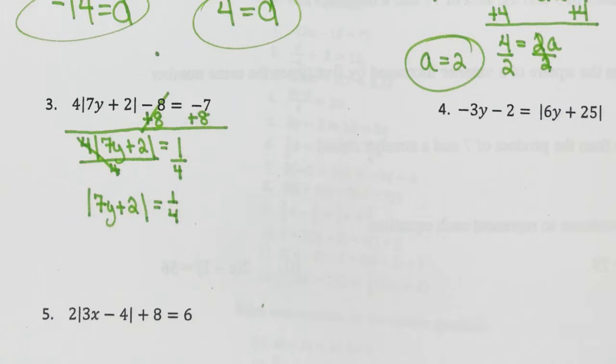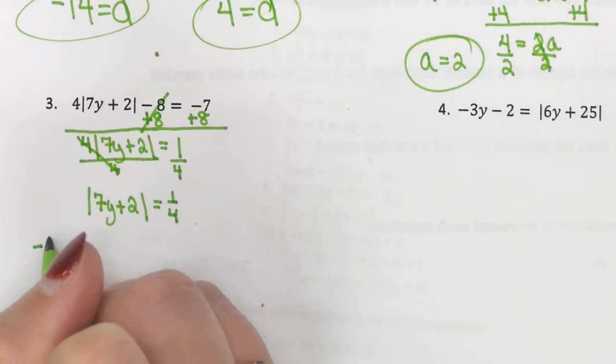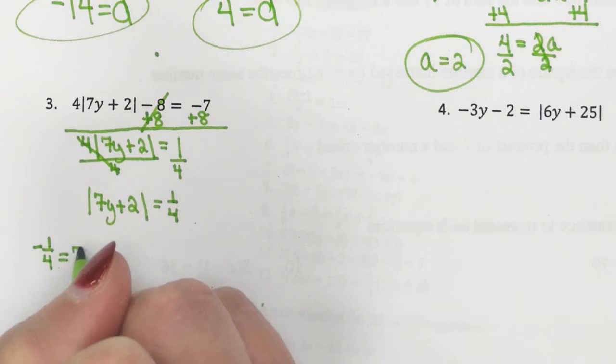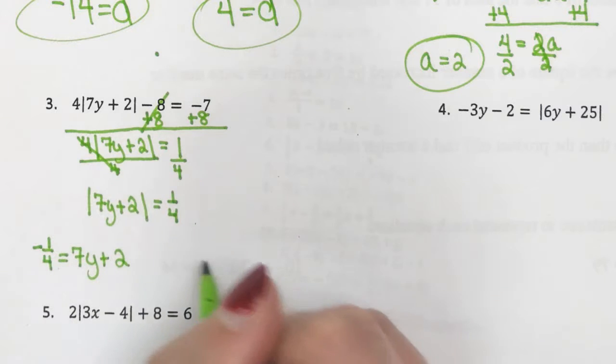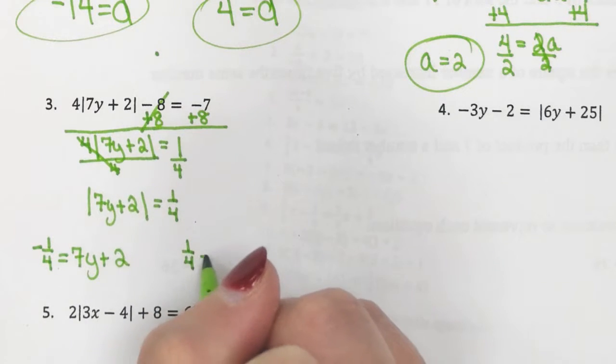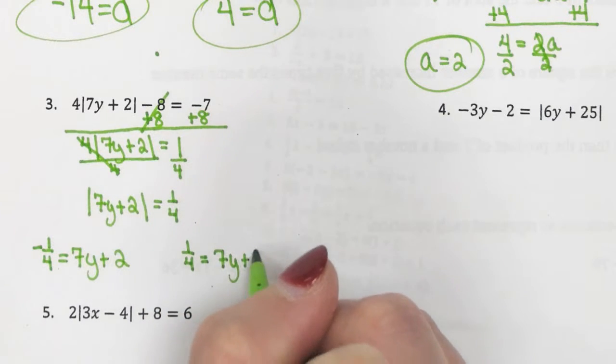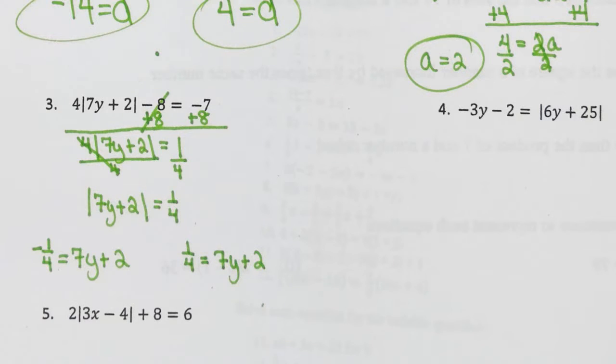All right, are the absolute values by itself? Yeah? How many answers am I going to get? 2. All right, here we go. Negative 1/4 equals 7y plus 2. And positive 1/4 equals 7y plus 2. I'm going to be nice. Yes, sir. You can use 0.25, yes.